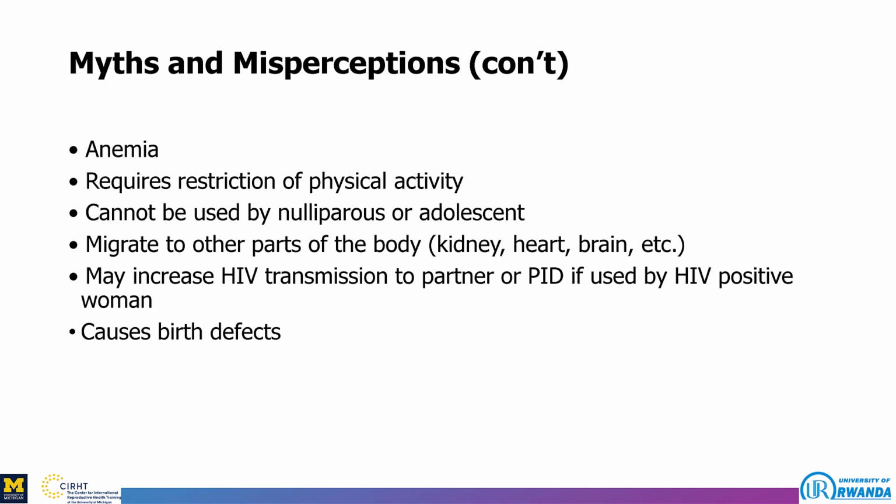Some people also believe that sometimes it may migrate to other parts of the body, like the kidney, the heart, the brain, but that is not true, because anatomically you can see that there's a big difference between the uterus and those parts of organs of the body that those users were talking about.